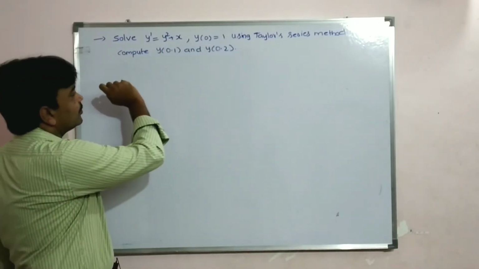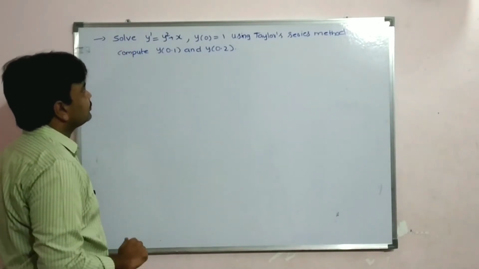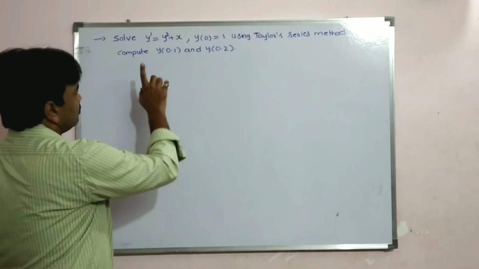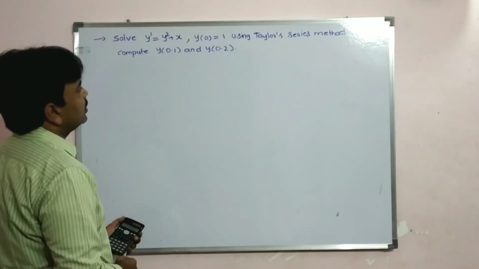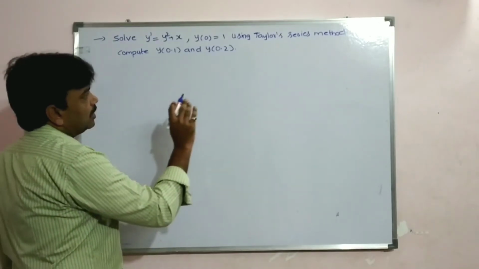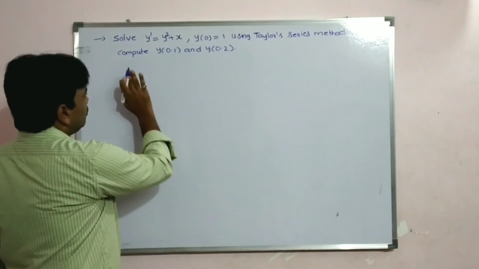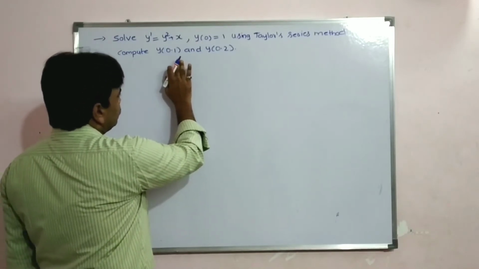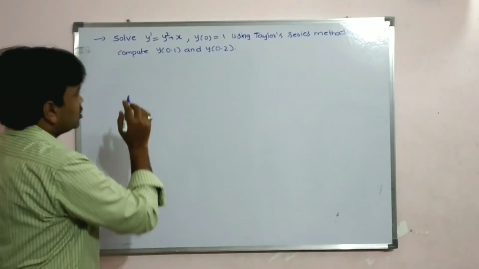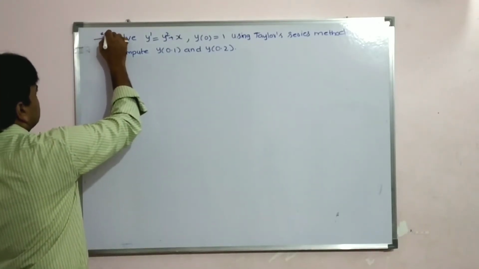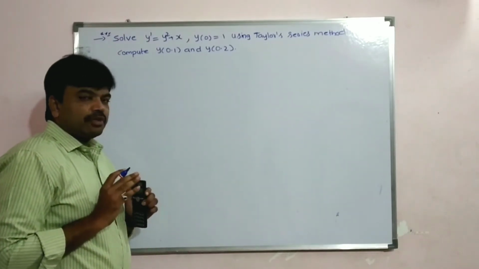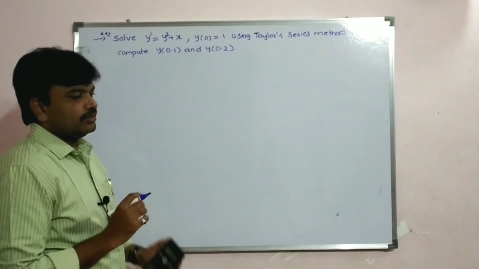Now then, students, solve y dash is equal to y square plus x, y at 0 is equal to 1 using Taylor series method. Compute y at 0.1 and y at 0.2. This problem is also very, very important, students. I discuss all the important questions, students. Do it carefully.